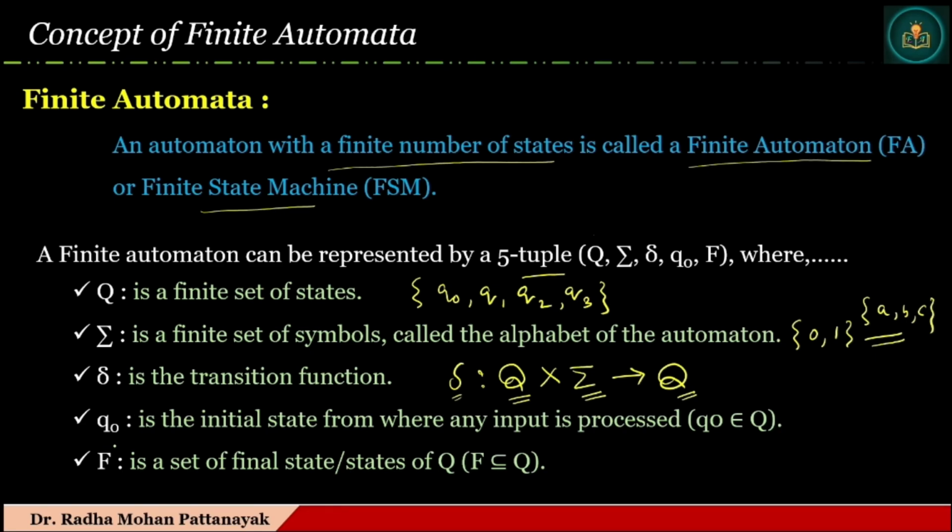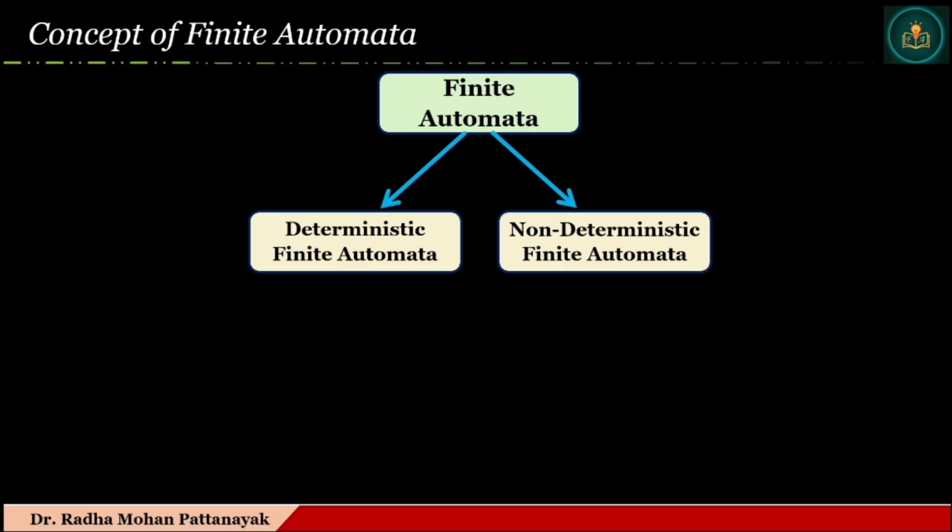Q0 is the initial state and F is the final state. Clear? Remember, in a finite automaton machine, there may be more than one final state, but there should be a single initial state. Okay, that's why it is represented as F is a subset of or equal to Q. I hope everybody understood. Now we'll go on to discuss the different categories of finite automata.